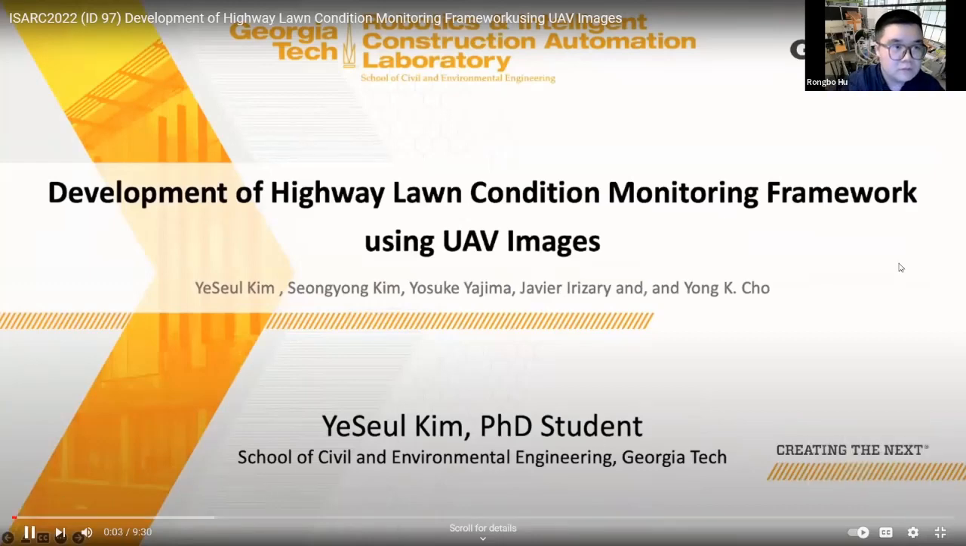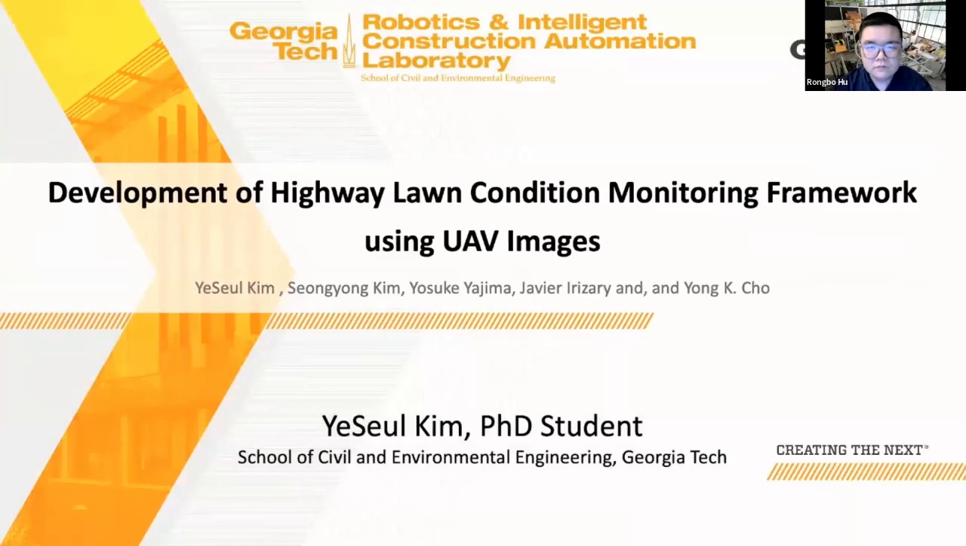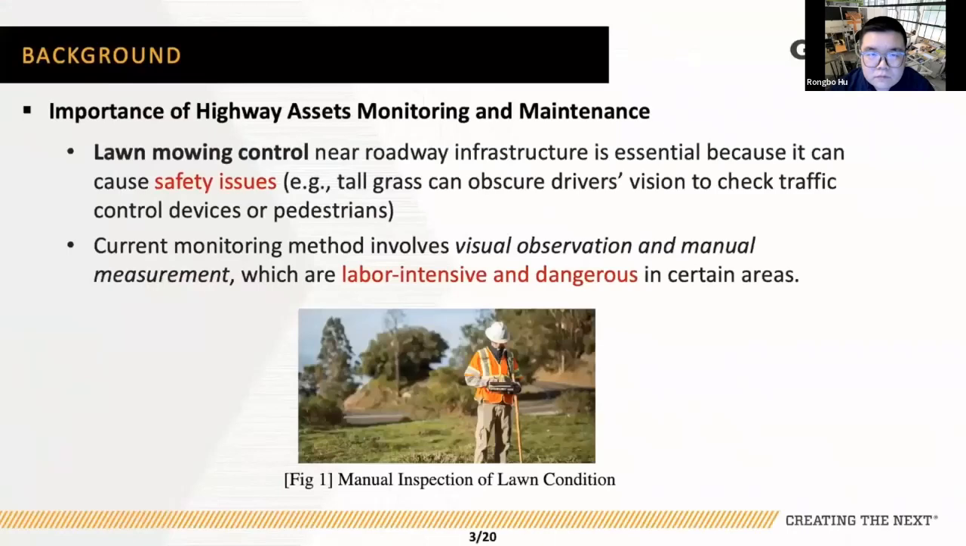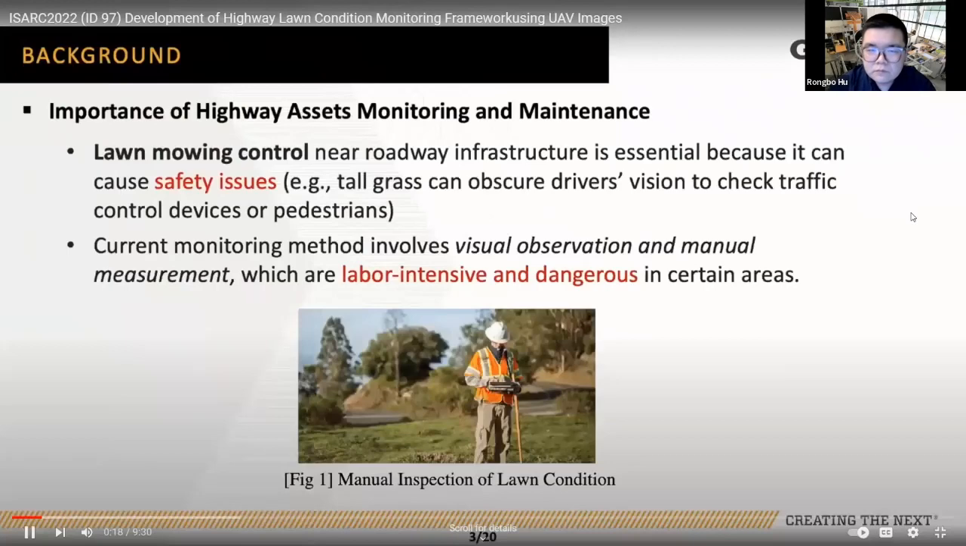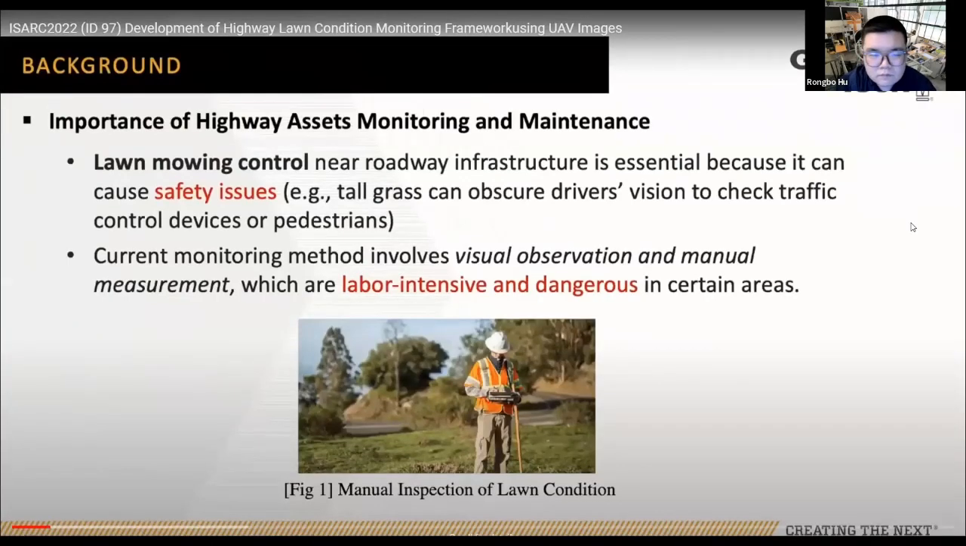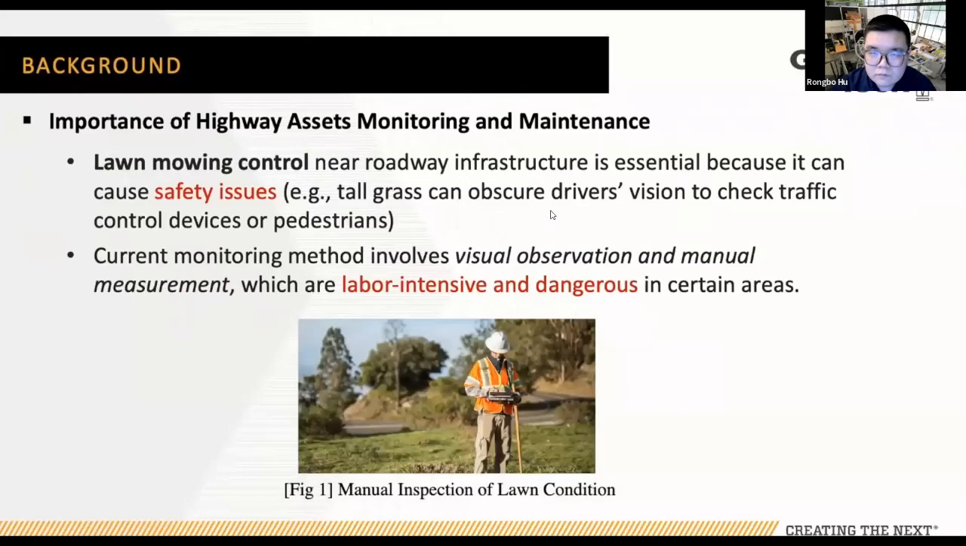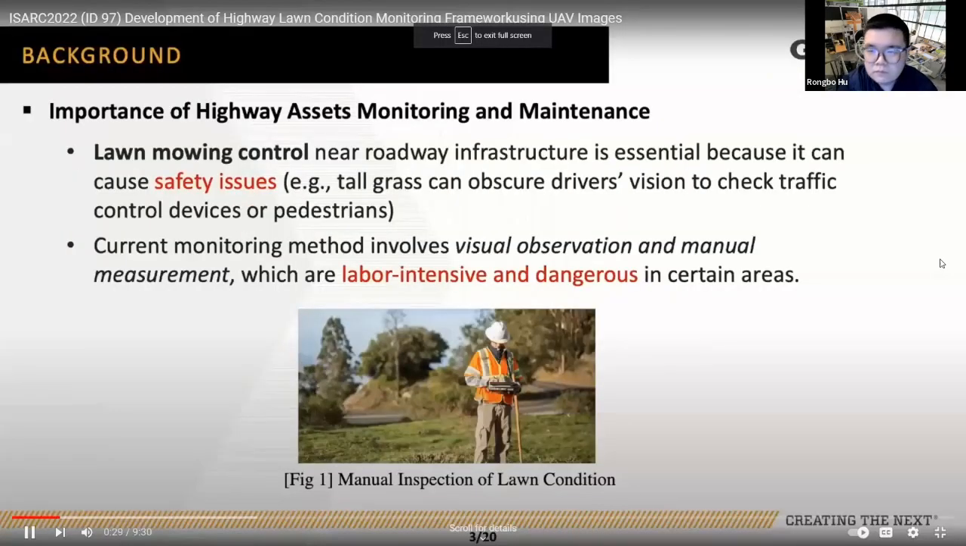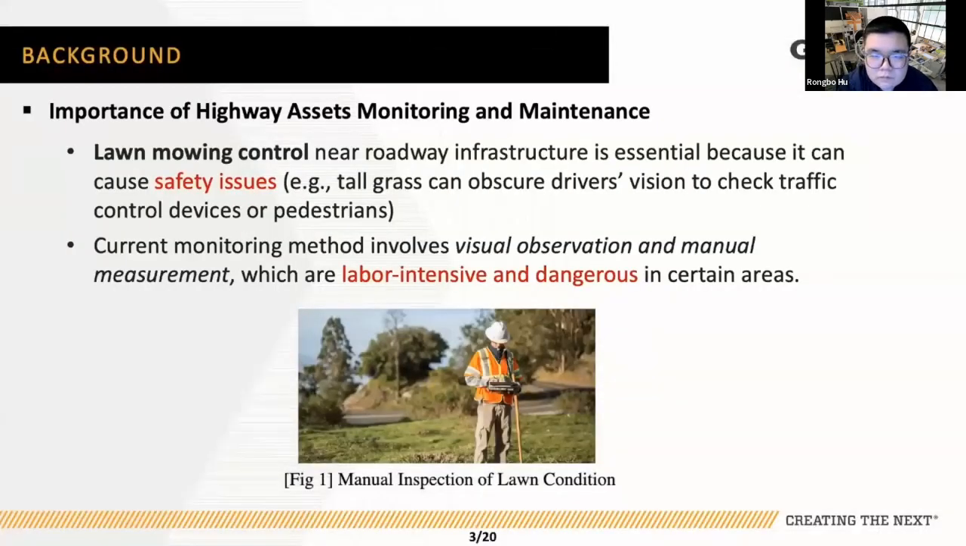Good afternoon, everyone. This is YeSeul Kim, and I'm a PhD student at Georgia Tech. Today I will talk about our recent work on development of a highway lawn condition monitoring framework using UAV images. To give you a brief overview, monitoring and maintenance of highway assets is very critical for civil infrastructure management. Especially lawn mowing control near highways is very important in terms of safety, because tall grass can obscure drivers' vision to detect traffic control devices and may lead to accidents.